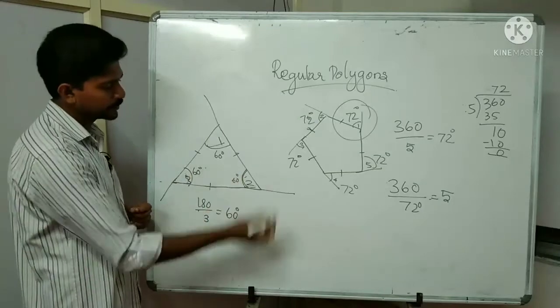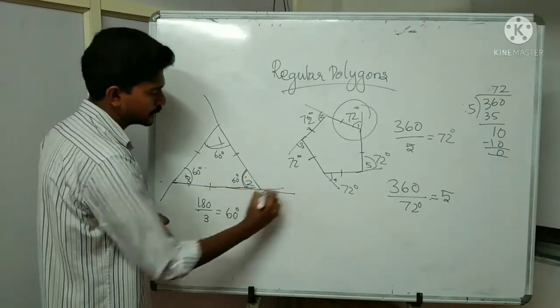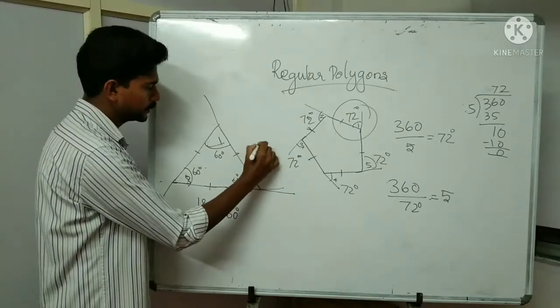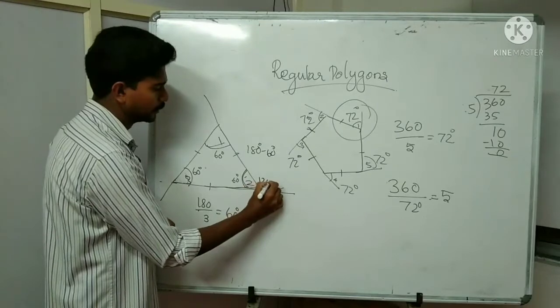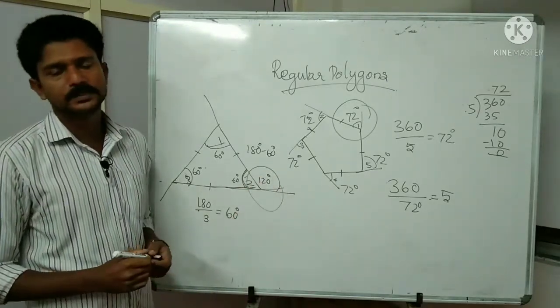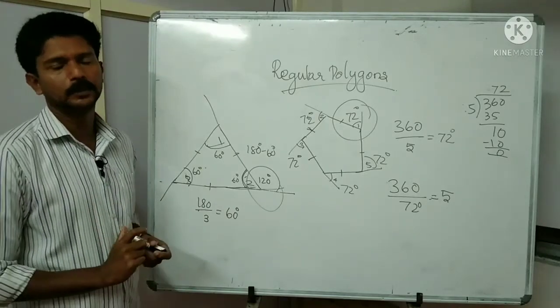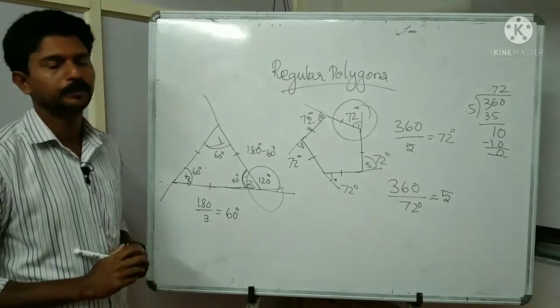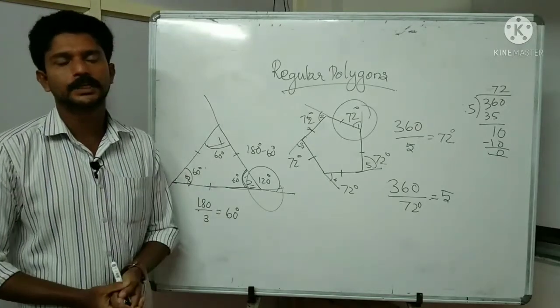For the equilateral triangle exterior angle, how do you find it? Because this line is a straight line, that is a straight angle of 180, when you subtract 60 degrees we get the remaining 120. So 120 is the maximum exterior angle a regular polygon can have. Okay, using this you can do the questions in the exercise.